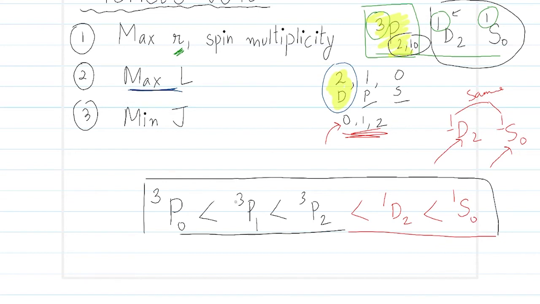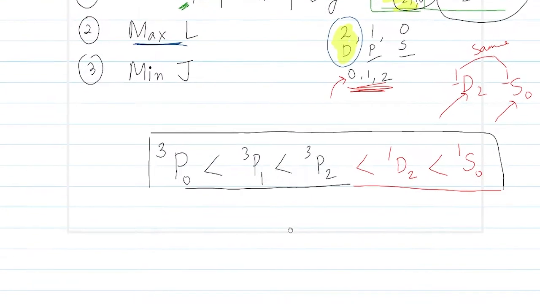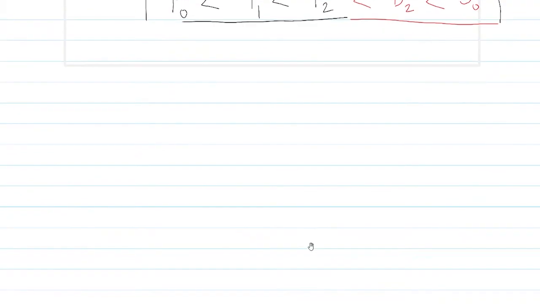Okay, first we have to see the spin multiplicity. We take the maximum value of S. If that value is same, then we take the maximum value of L, and if that is same, we take minimum J or maximum J based on how much it is filled. Right? So let us now calculate the number of energy levels. Okay, how many energy levels are there?